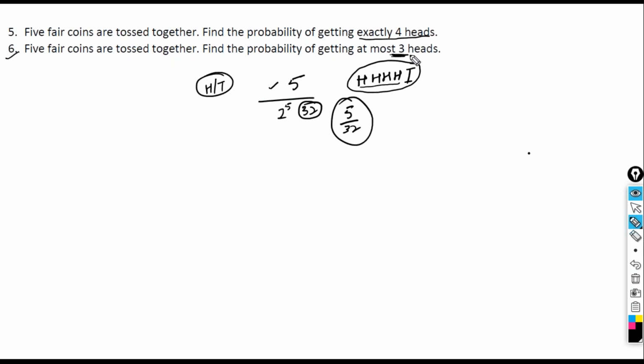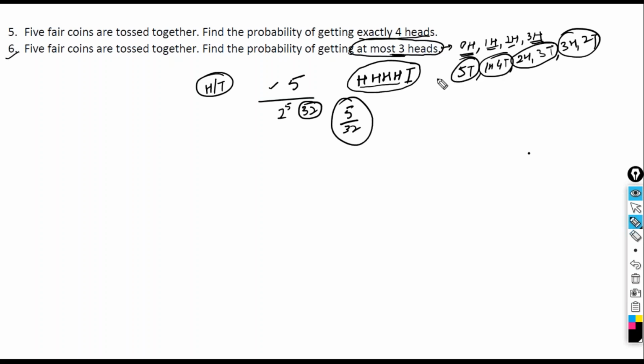Okay, guys, let's do it. Basically, we need to understand the meaning of at most three heads. Right, Harshita? At most three heads means zero heads, one head, two heads, and three heads. Zero heads means all five are tails. One head means one head and four tails. Two heads means two heads and three tails. Three heads means three heads and two tails. These are the favorable possibilities. No, Sharad, it is wrong.